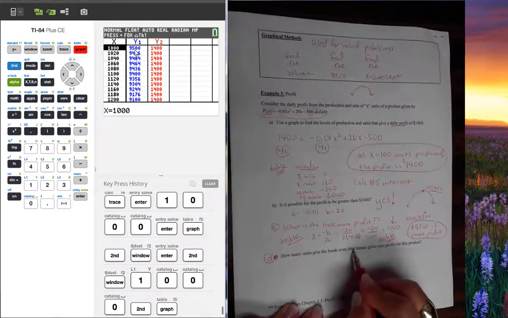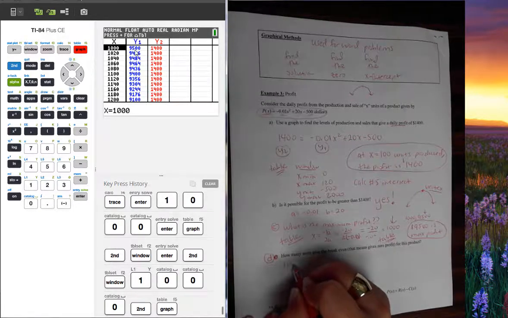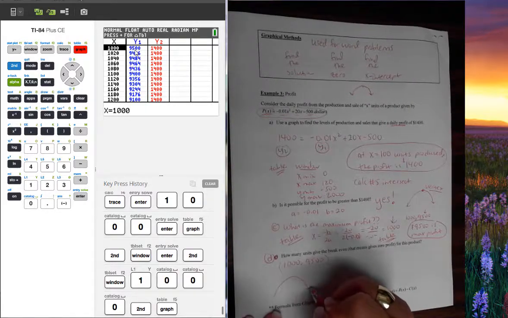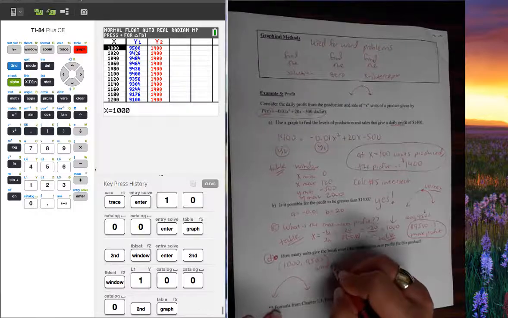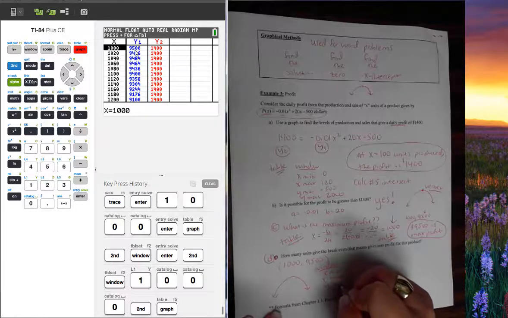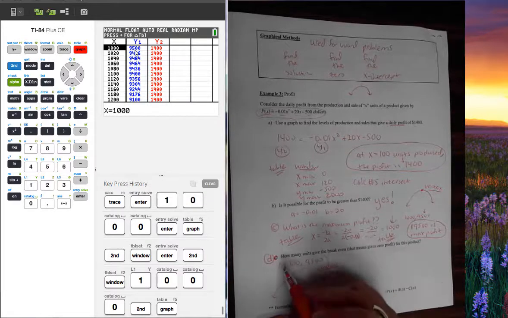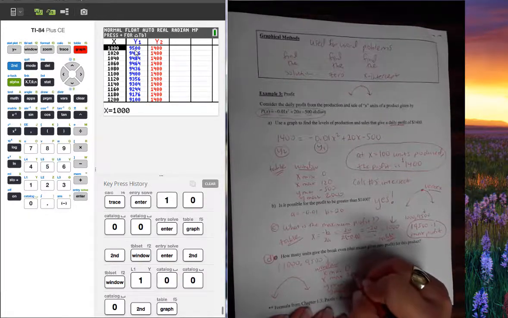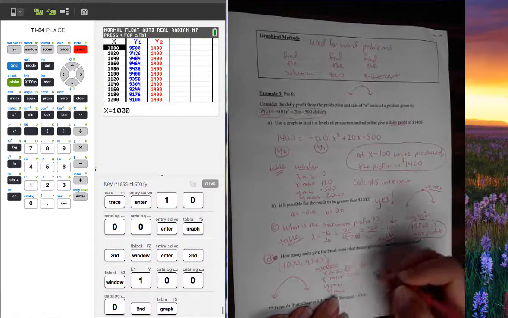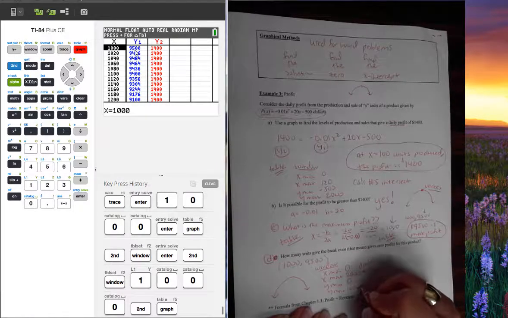How many units give the break-even point? That means when it equals 0. So if we have our vertex at 1,000 and 9,500, that's our vertex. It opens upside down like this. We need a window. X min, X max, Y min, Y max. X min, X max, that's the number of products produced. 1,000. Remember my tip on that other thing was to double that, so I'm going to put 2,000 on here. That was my tip on my other notes. And Y represents profit, 0, and my max profit was 9,500. I'll just go to 10,000 on that.